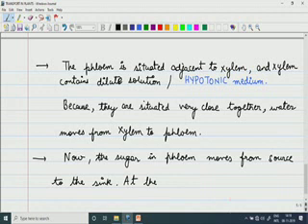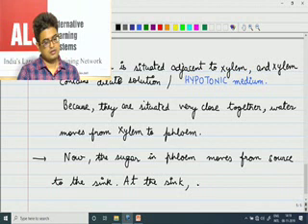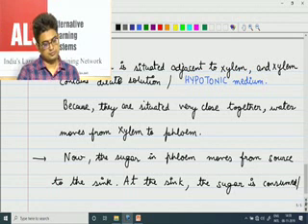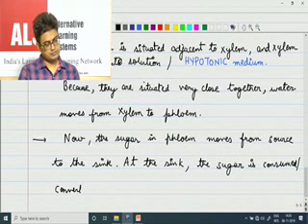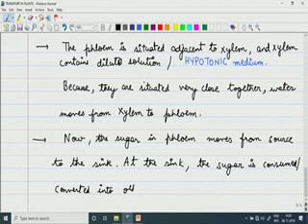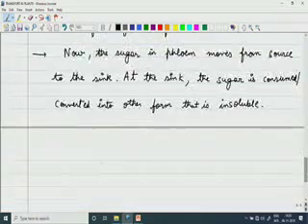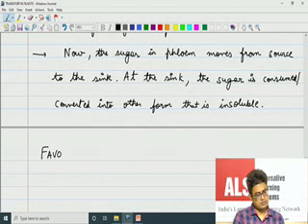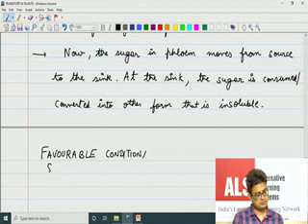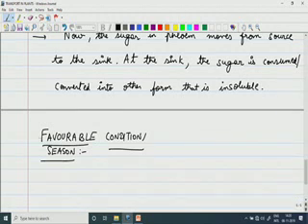At the sink, the sugar is consumed or converted into another form that is insoluble. So let's write this quickly. Favorable condition or season. What is happening?